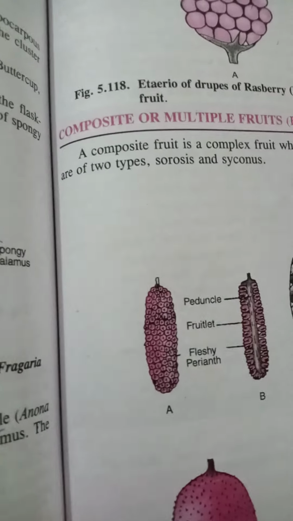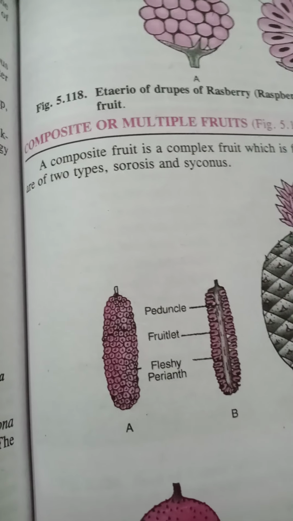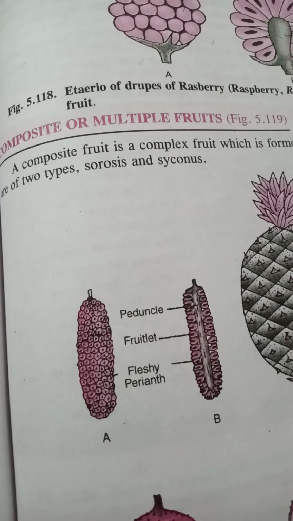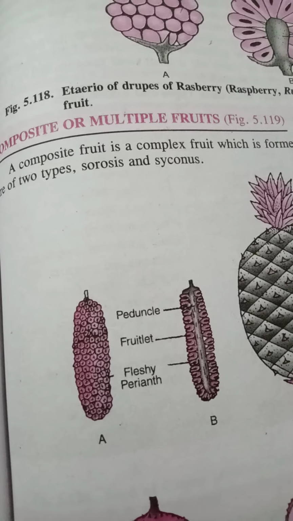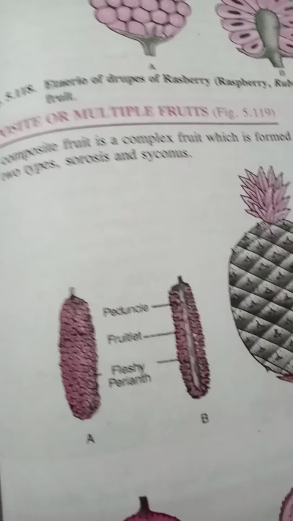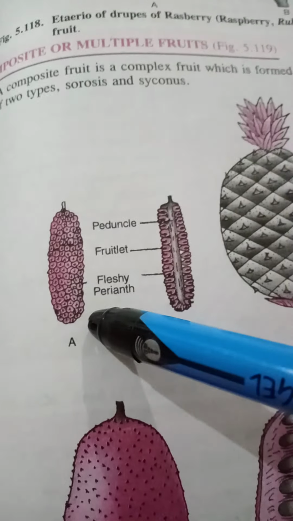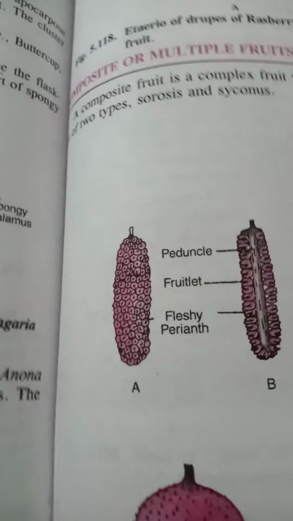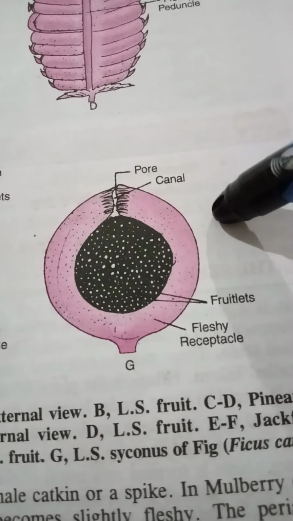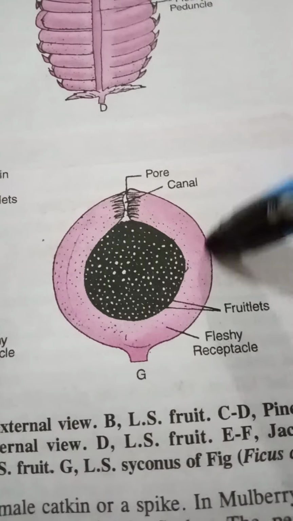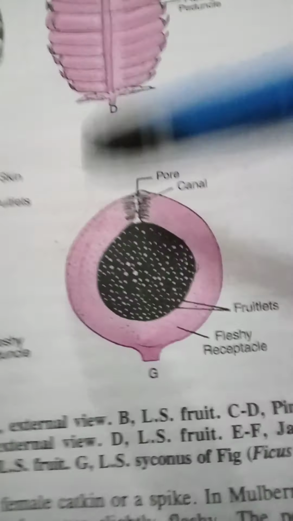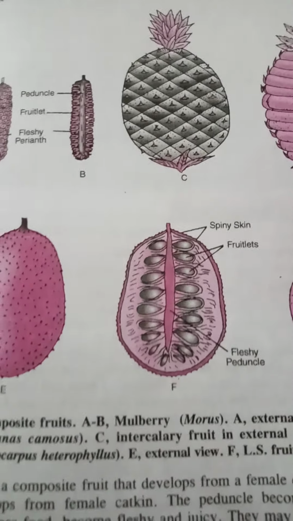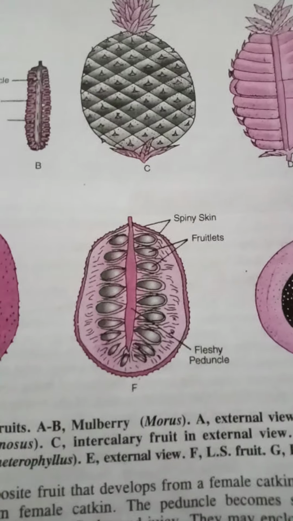Then the last one is the composite fruit, that means the fruit which develops from the inflorescence. Here it is of two types. If it develops from a female catkin or spike inflorescence, then we call it sorosis. It has a fleshy peduncle, as you can see, the mulberry. And the other one is the syconus. This is in case of fig. Here the hypanthodium inflorescence develops the fruit. And others you can see, pineapple, jackfruit, these are all actually sorosis fruit, that means they are developing from the inflorescence.